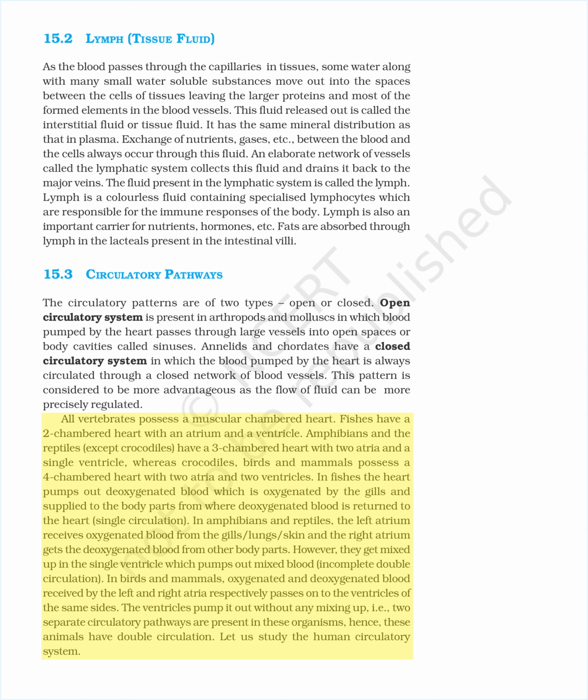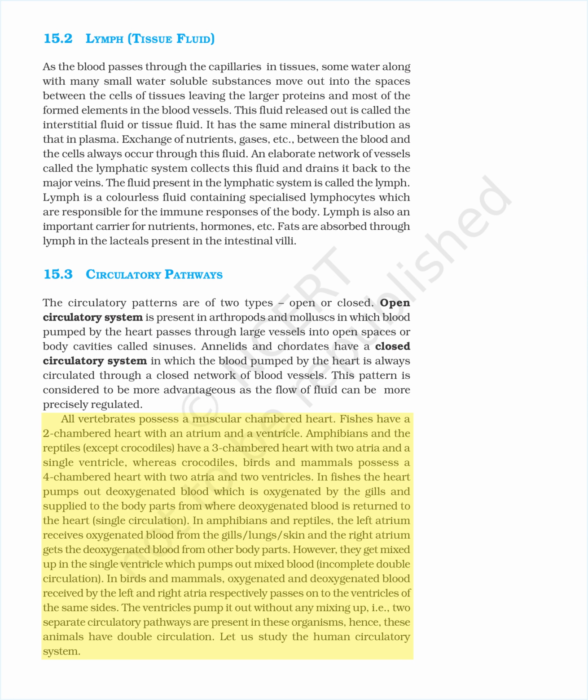In amphibians and reptiles, the left atrium receives oxygenated blood from the gills/lungs/skin and the right atrium gets the deoxygenated blood from other body parts. However, they get mixed up in the single ventricle, which pumps out mixed blood: incomplete double circulation.